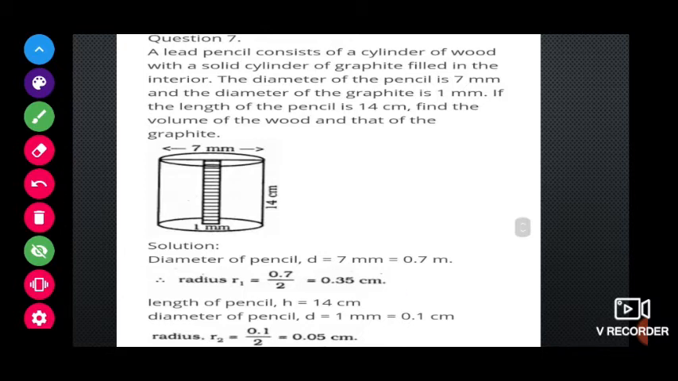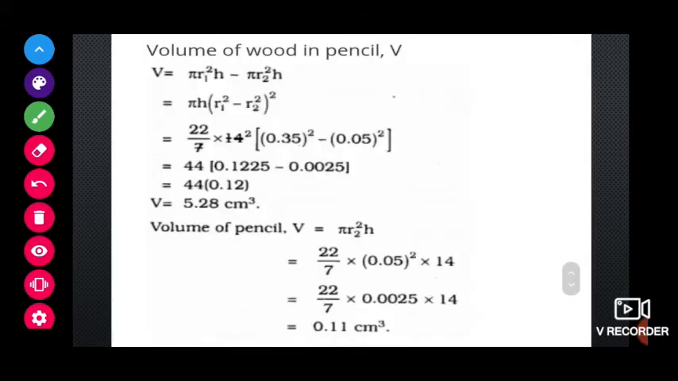Now the length of the pencil is 14 centimeter. Now the diameter of the graphite, that is 1 millimeter. It's the graphite, not the pencil. The graphite is 1 millimeter, that is 0.1 centimeter. So the radius of the graphite, that is R2, will be 0.1 by 2, 0.05 centimeter. Now we have all the information: the radius of the total pencil and the radius of the graphite, everything.